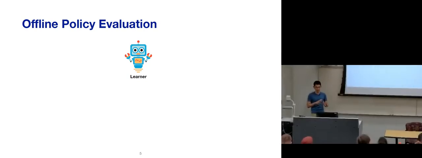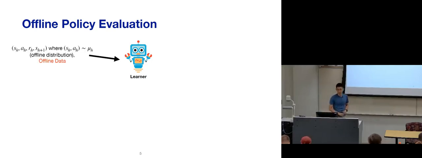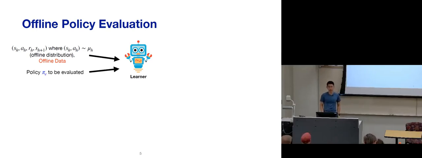So we come to our setting, which we call offline policy evaluation, where the learner is given the offline data, generated according to the offline distribution mu, with r_h and s_{h+1} sampled according to the underlying reward model and the underlying transition model. The learner is also given the policy to be evaluated, which we denote as pi e.